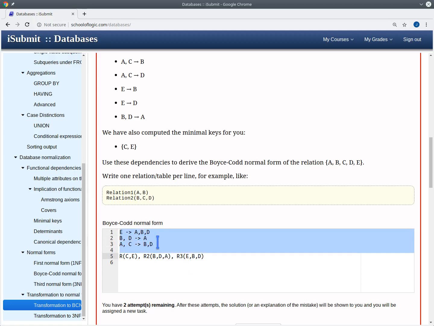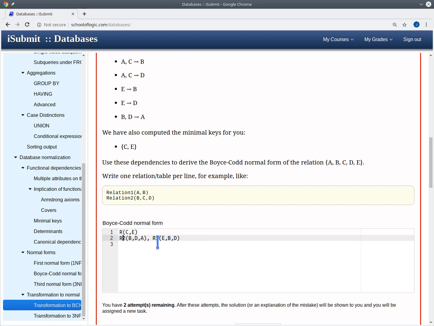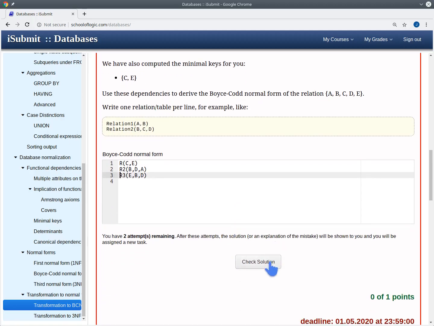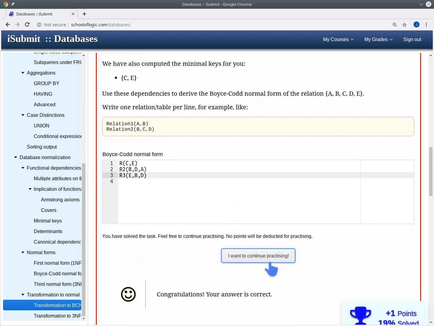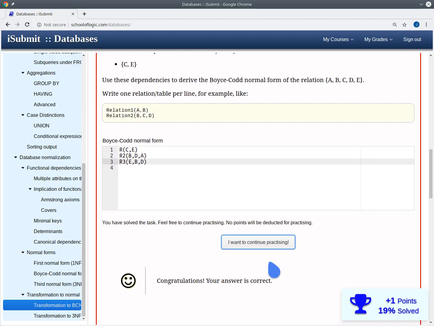Okay, so we have our result. We have our three relations. The first relation with attributes CE, a relation with attributes BDA, and a relation with attributes EBD. And that's our Boyce-Codd normal form. Yeah, our result is correct.